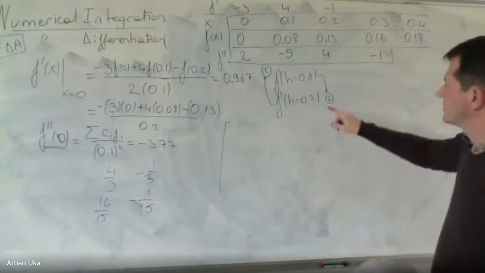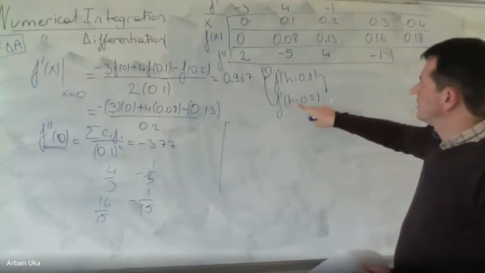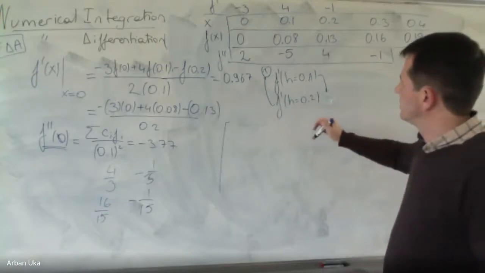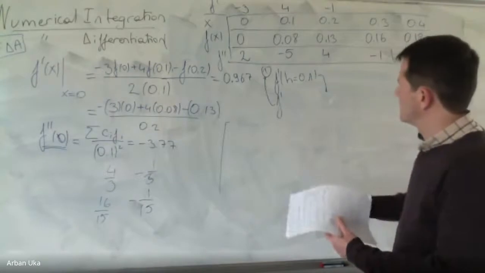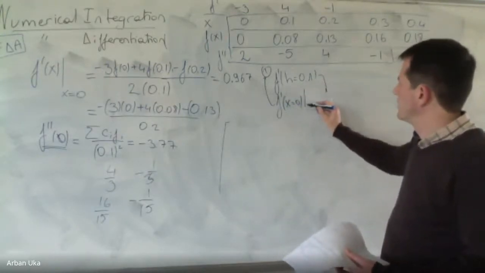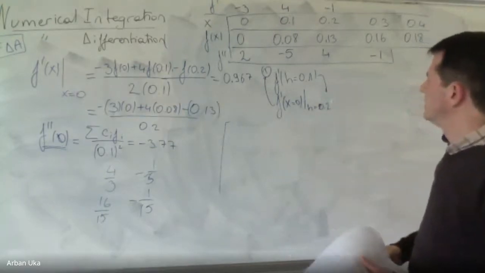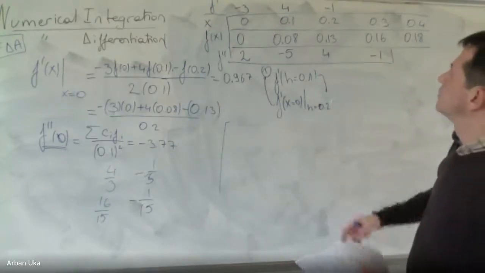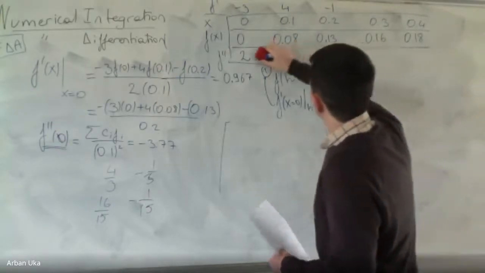So let's find first the derivative at x equal to 0, but having h equal to 0.2. Okay? That's what we're trying to say here. So what do we need to do for that? Allow me to use this part of the board.